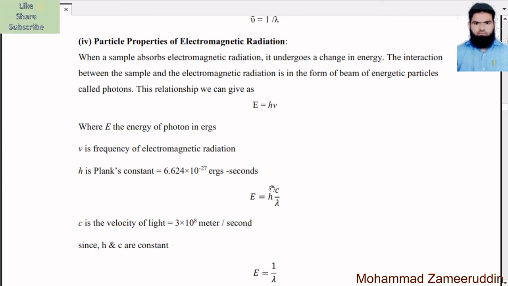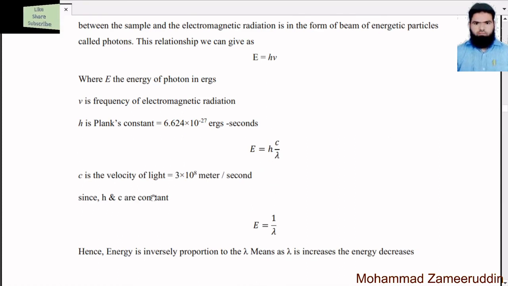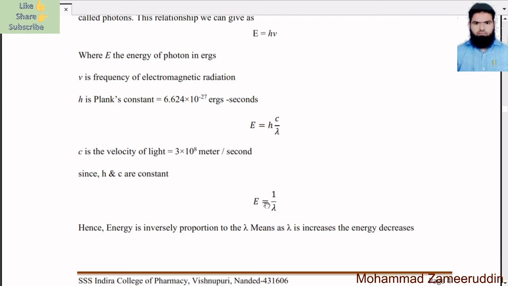So this equation will be rearranged into E is equal to h times c upon lambda, where c upon lambda takes the place of nu. We know that Planck's constant is a constant, and c, the velocity of light, is also constant. So we can write E is proportional to 1 upon lambda, or E is directly proportional to 1 upon lambda.